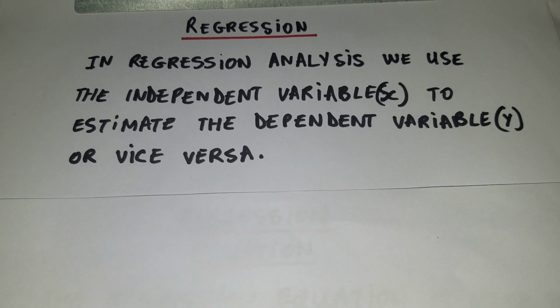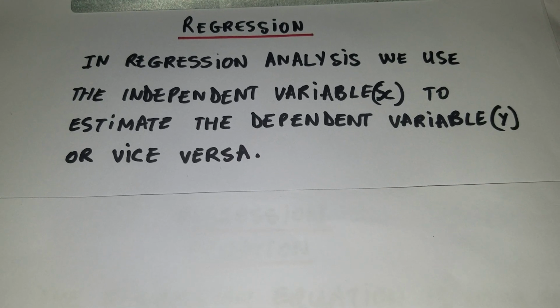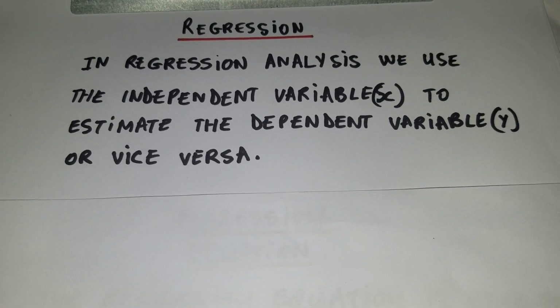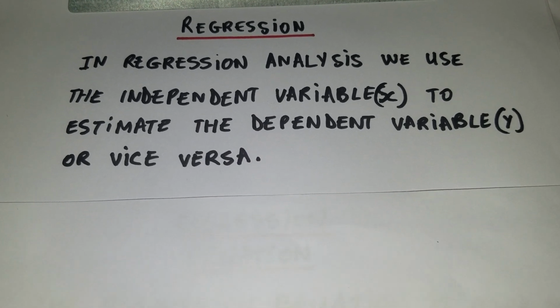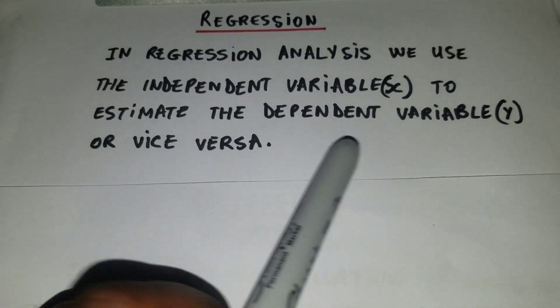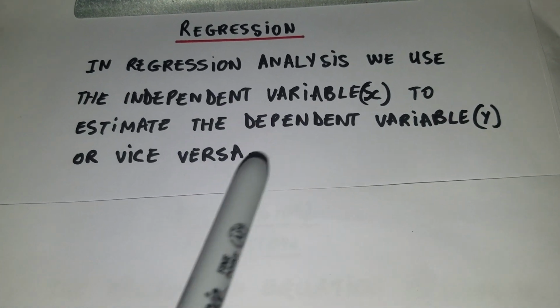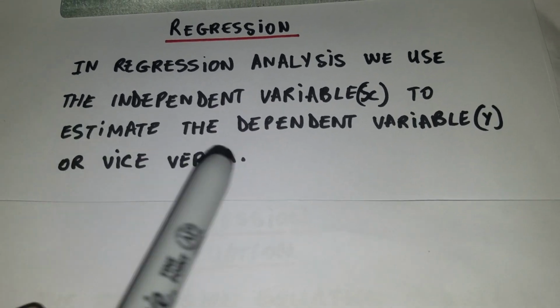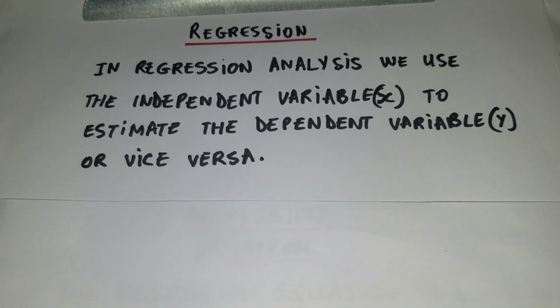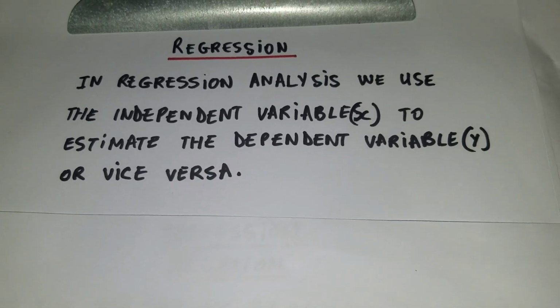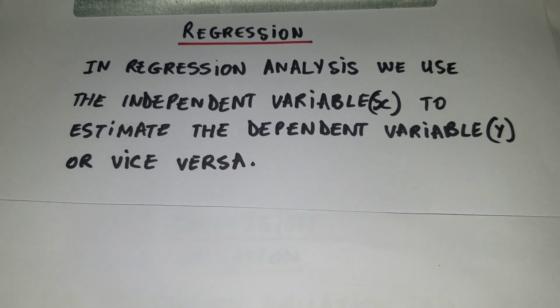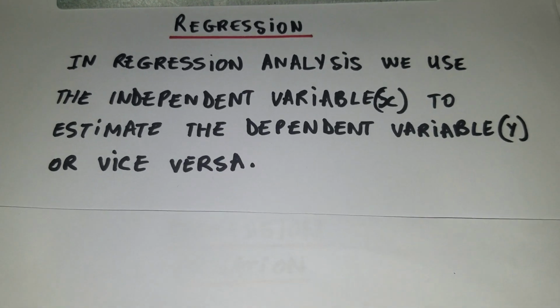Now, in linear regression, as you can see, we analyze the variables. So we use the independent variable, which is usually denoted by x, to estimate the dependent variable, which is usually denoted by y, or vice versa. We can use the y to estimate x in some cases, but it's mostly used for x to estimate y.